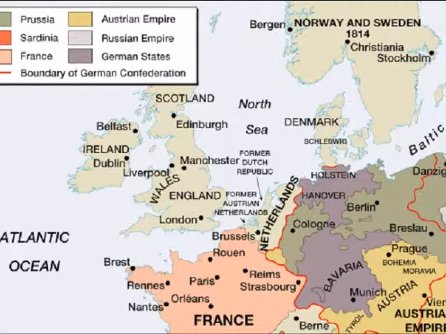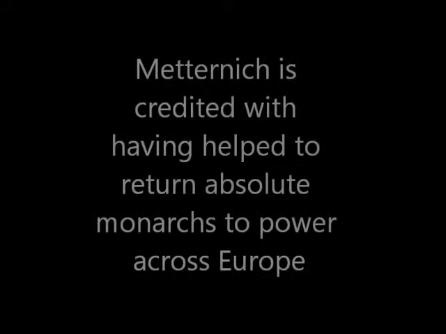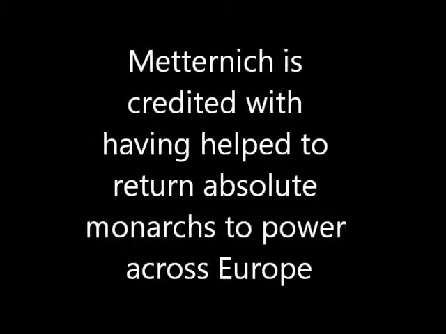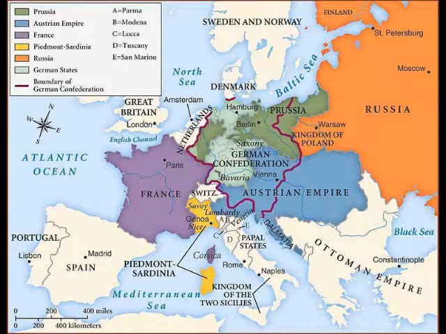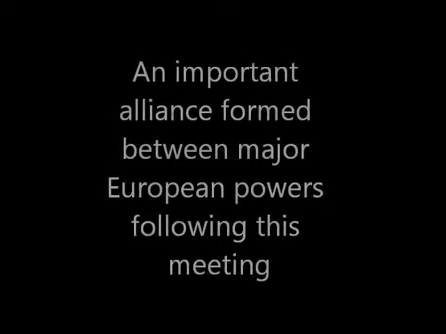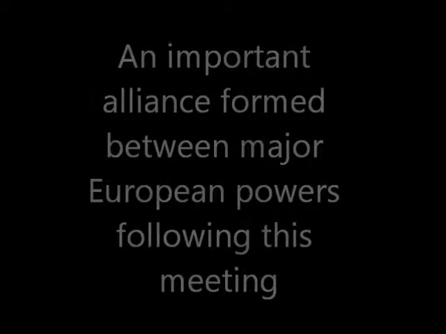The most famous representative at this meeting was Clemens von Metternich, who wanted to return Europe to the way it had been before the French Revolution. Metternich, from Austria, was instrumental in helping to ensure that absolute monarchs returned to power across Europe. To make sure that things stayed that way for a while, the group of delegates at the Congress of Vienna formed an alliance between the countries that met, all pledging to support one another in the event of war. This alliance became known as the Concert of Europe.